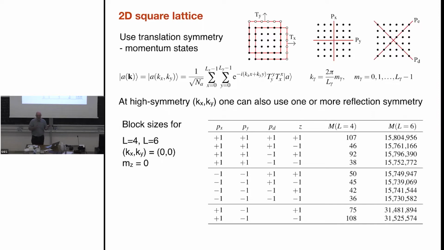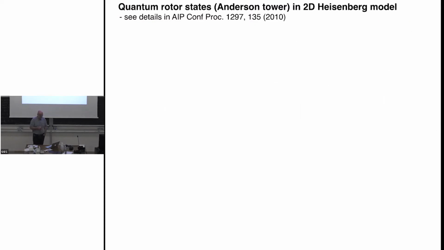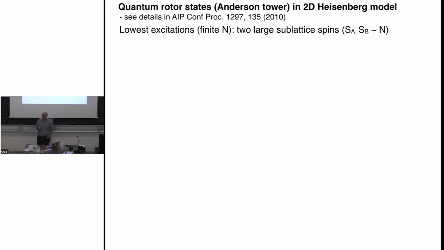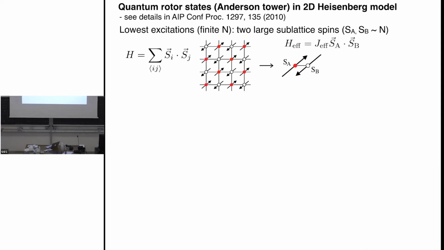Well, even with not so big computers these days, it's not super easy. So let me talk about some aspect of the excitation spectrum of the 2-dimensional Heisenberg model. This is some relatively famous work going back to Phil Anderson in the 1950s.